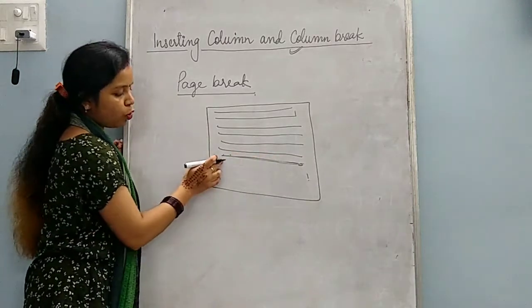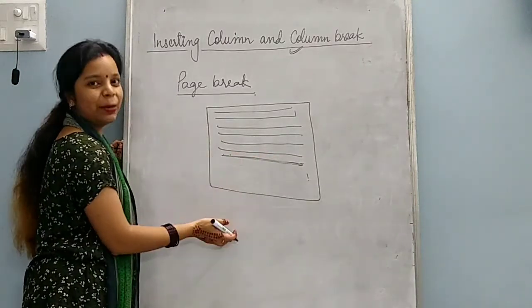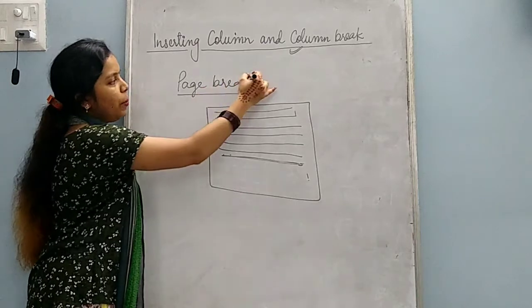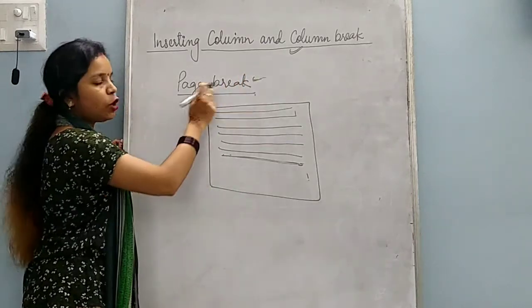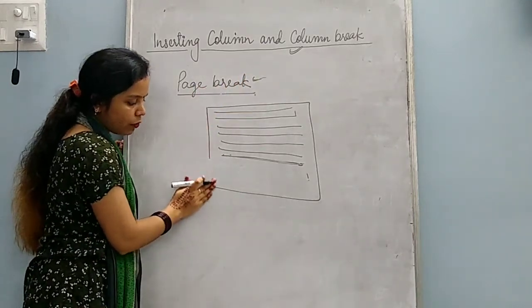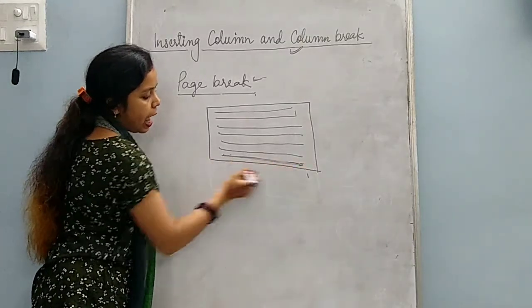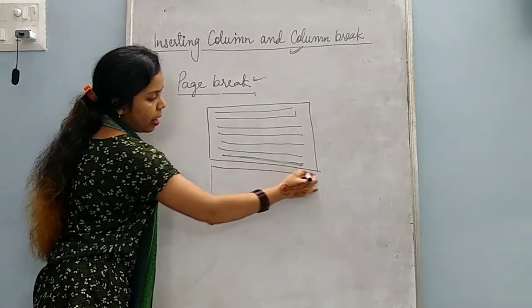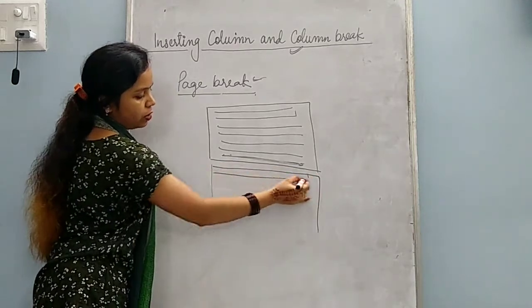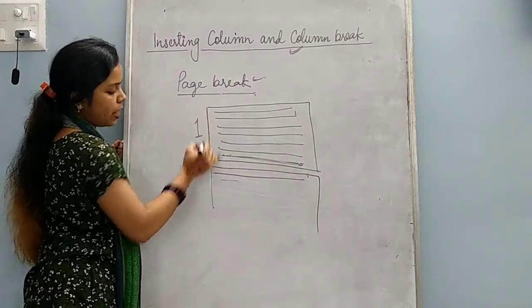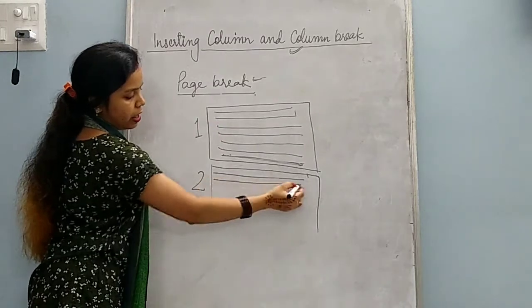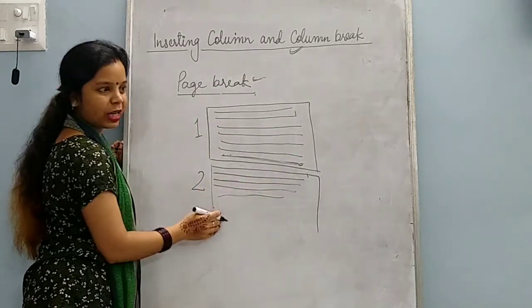Now you want to write the next line on the second page. So what you will do is break your page. You will click on the page break option. So what will happen is your page will break from here and the next line will come on the second page. This is your first page and now your second page has started. Now whatever you write will come on the second page.